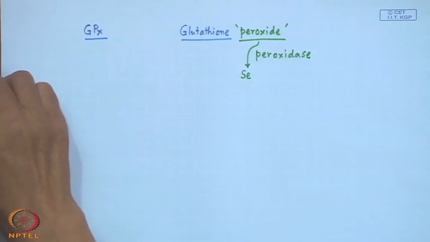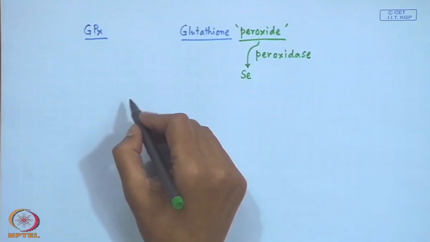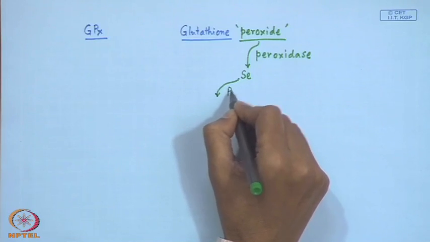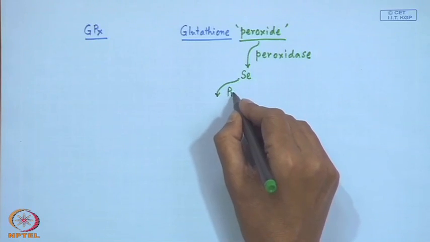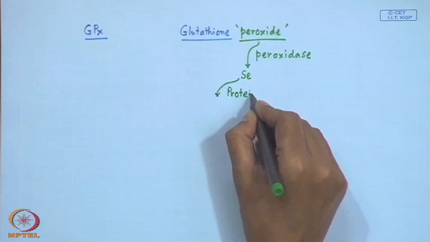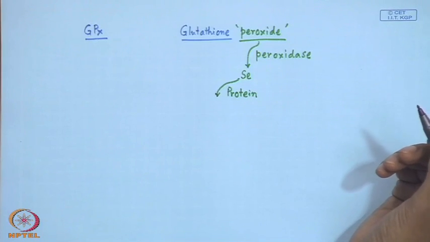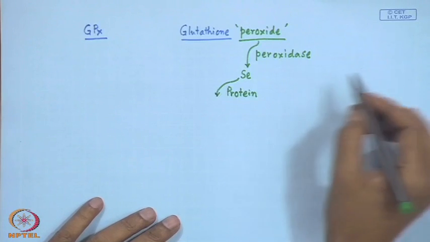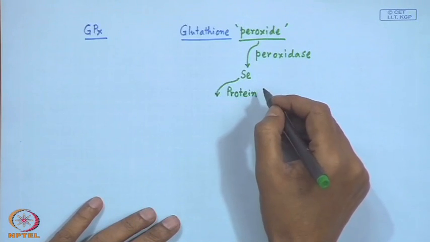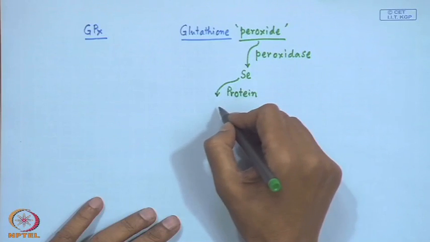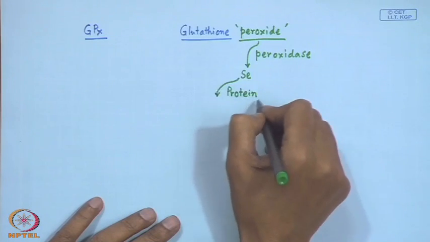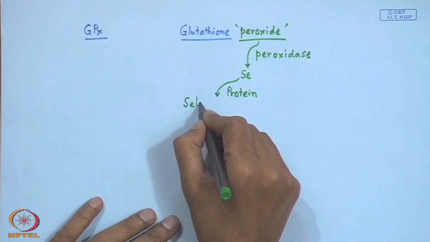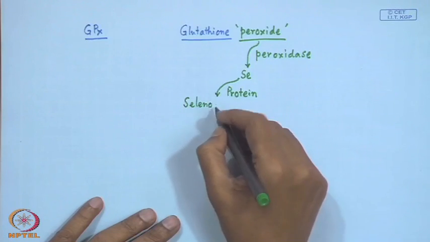So, when we have the selenium atom, it is incorporated within the protein chain, in the form of a selenocysteine residue. If we have the corresponding cysteine residue within the protein, how is it going to be incorporated in the protein chain as selenocysteine?